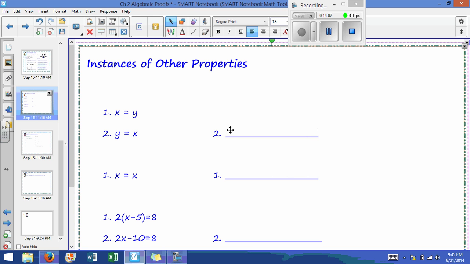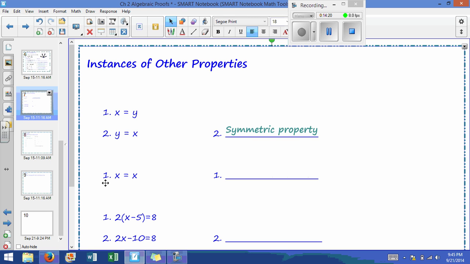Well, I demonstrated the symmetric property. Here we go. All I did is I changed the order, first to last and last to first. And again, it was just as easy as that. Because it went from step 1 to step 2, the reason went on step 2.